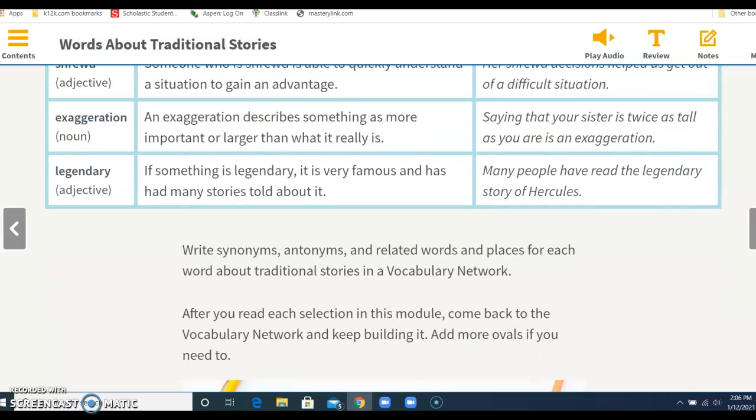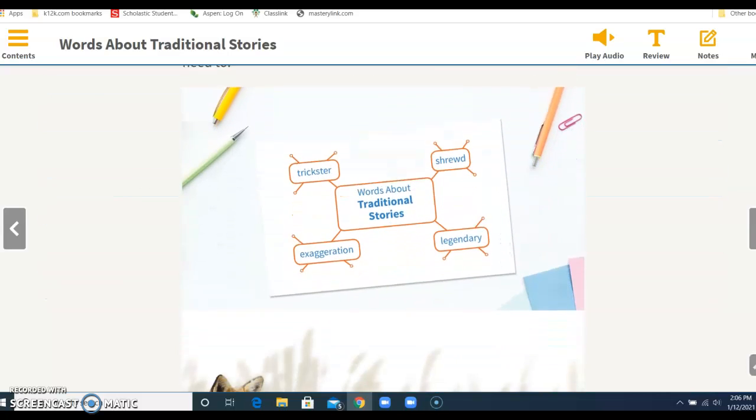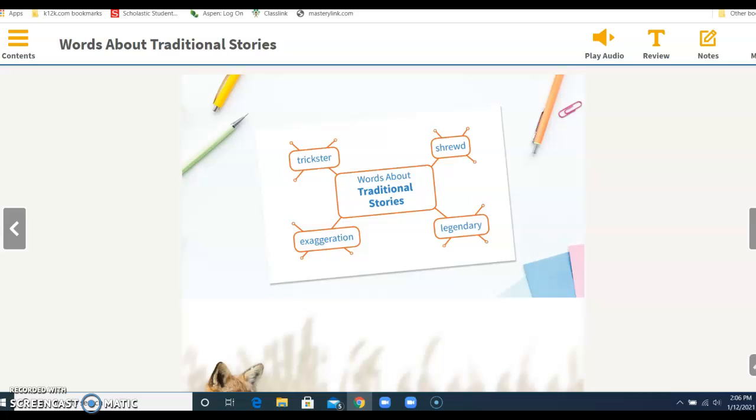Now, what I want you to do is in your class right now with your friends or maybe just at home, look at your chart on page 77. On this chart, you drew or you wrote down some words that related to the story. So talk about with a friend right now, what exactly did you write down? What words did you put for trickster, for shrewd, for exaggeration, and for legendary? Again, that's page 77 in your My Book. And this would have already been filled out when you were working on this previously in your class.